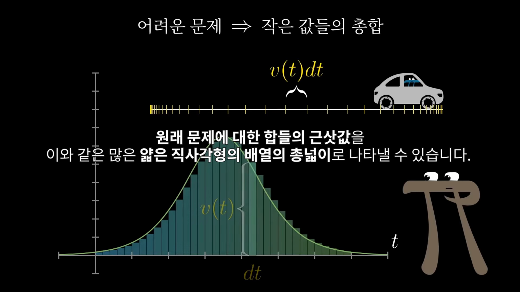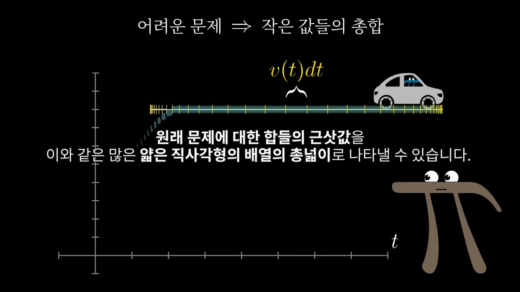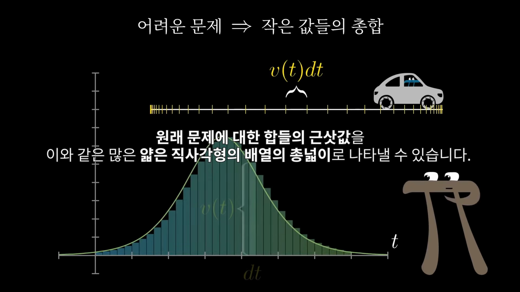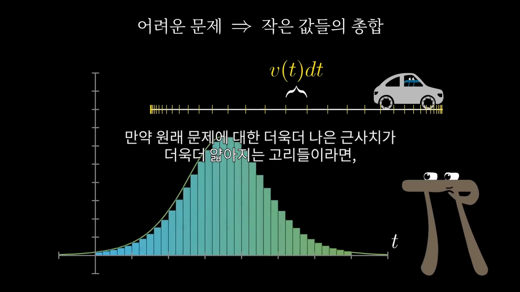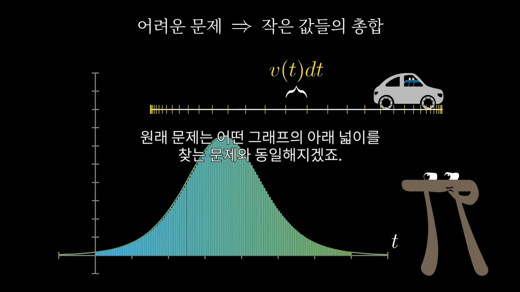This happens whenever the quantities that you're adding up, the one whose sum approximates the original problem, can be thought of as the areas of many thin rectangles sitting side by side like this. If finer and finer approximations of the original problem correspond to thinner and thinner rings, then the original problem is going to be equivalent to finding the area under some graph.